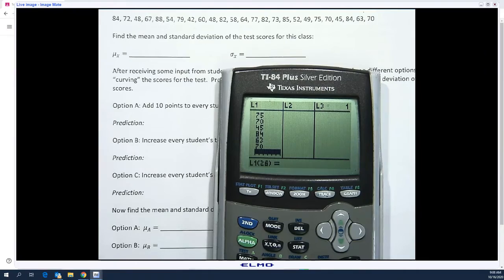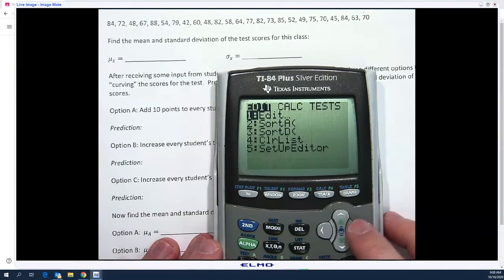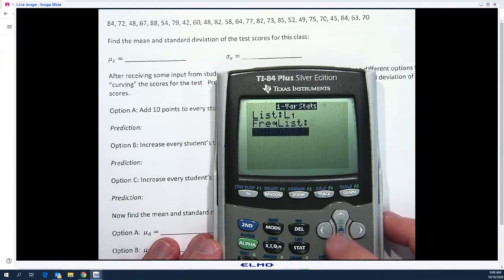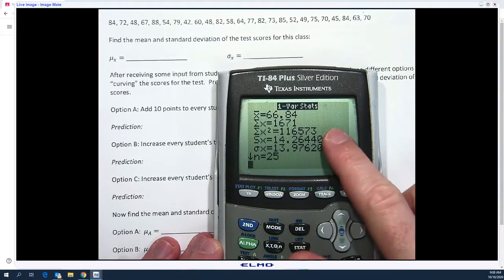Big fan. So we have stat, calculate, one var stat, L1, hit the old enter.